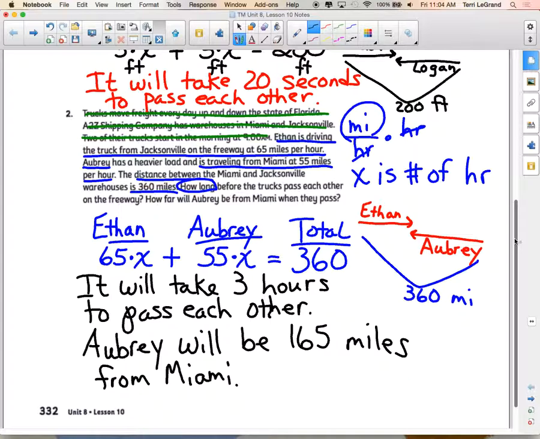How much of this distance is Ethan going to cover? There are a couple of ways you can go about it. Sammy? 195 miles. So you're resting with that? Yeah, so do you think we got a reasonable answer? Yeah, Ethan should be covering more miles because he's going faster. And so we said 195 for him, 165 for Aubrey. I think it seems like we did a pretty good job.